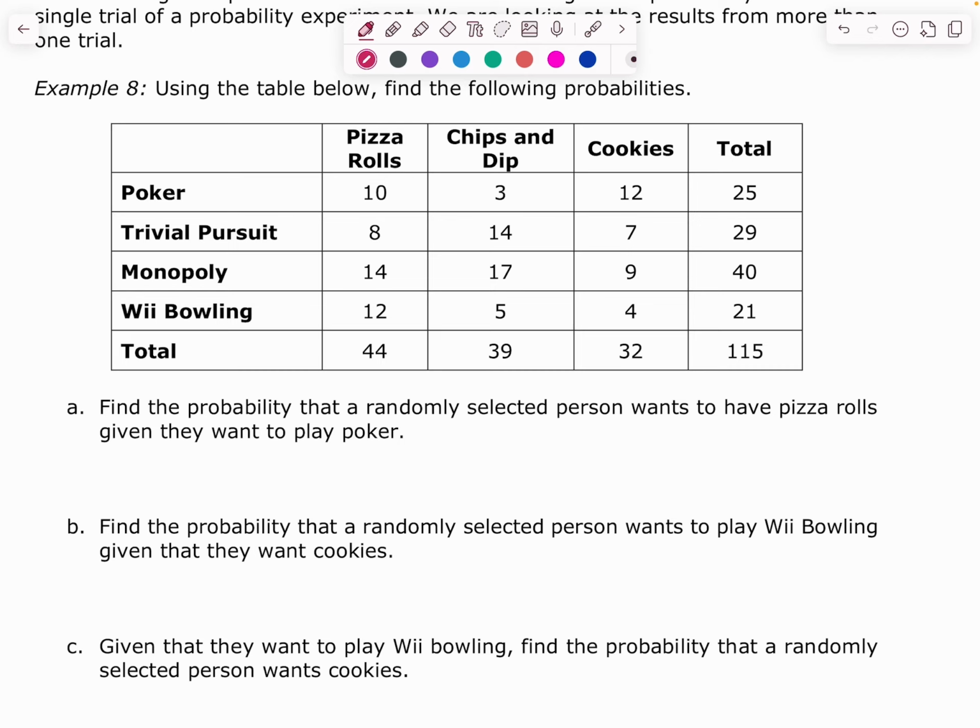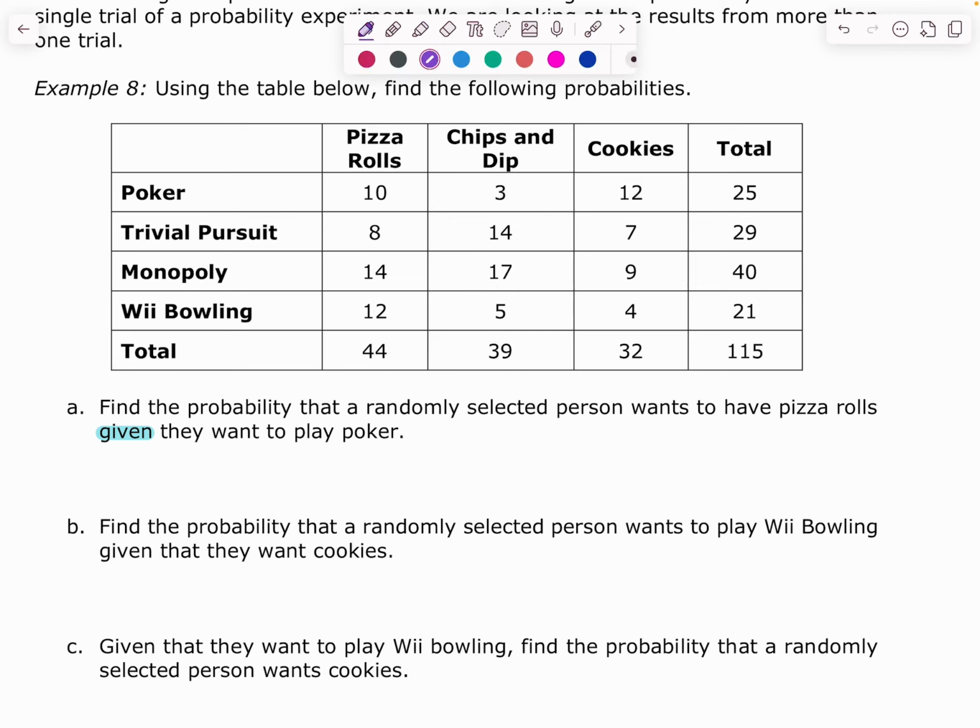For the first one, we're going to find the probability that a randomly selected person wants to have pizza rolls given they want to play poker. This word here, given, when we're looking at a contingency table, is really our big key word that this is a conditional probability. It tells us the calculation we're going to do is different than any other calculation we've previously done with a contingency table.